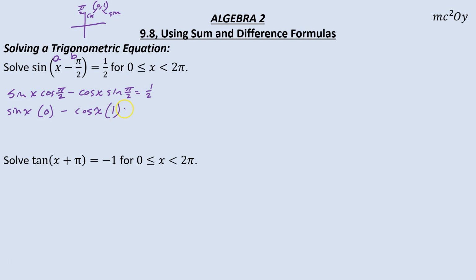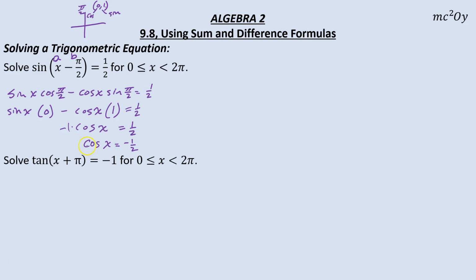That's our coordinate. All that equals 1/2. Okay, so sine x times 0 is just 0, so I'm at negative cos x equals 1/2. So now I'm down to a single value of cosine. In fact, let's divide by that negative 1. That's like having negative 1 cos x. So when we divide that over, we get cosine of x is equal to negative 1/2.